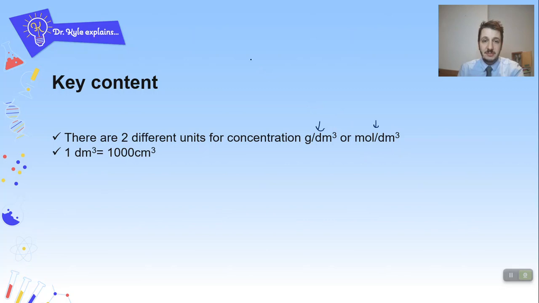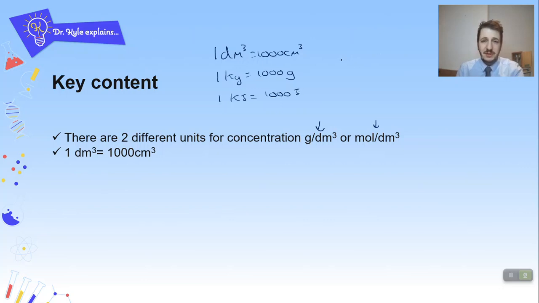Now 1 decimeter cubed equals 1000 centimeters cubed. So I'm just going to rewrite that up here. 1 decimeter cubed equals 1000 centimeters cubed. Now pupils often get this a little bit muddled up. If you ever struggle in an exam and you have a bit of a brain freeze, just always bring it back to something you do know. So 1 kilogram equals 1000 grams. 1 kilojoule equals 1000 joules, and often they're the same conversion.